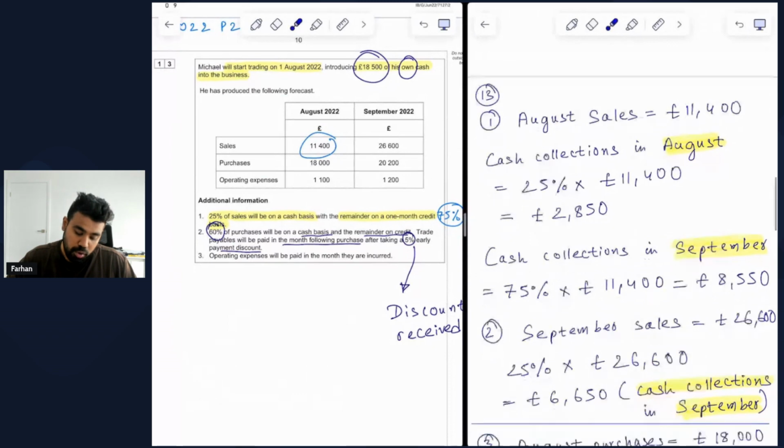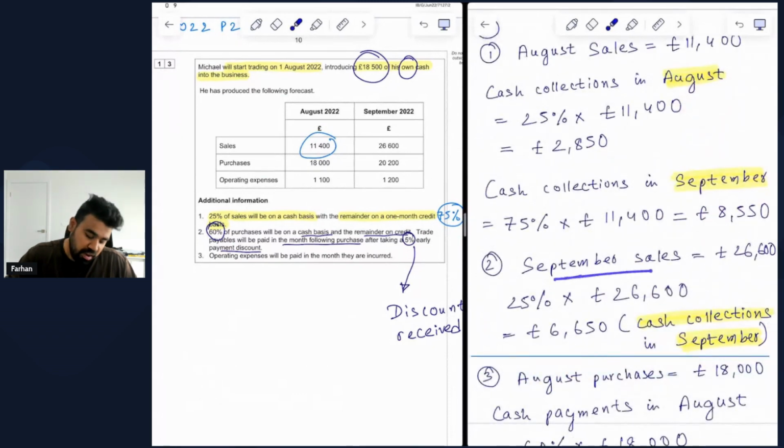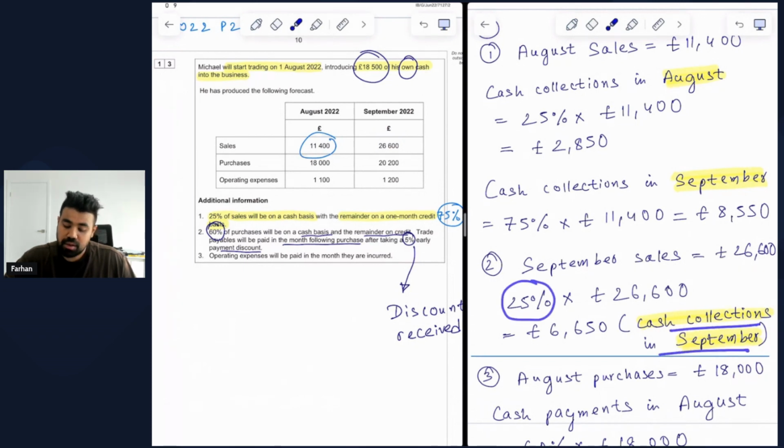Next, we are going to look into the sales for September. As given in the forecasts, the sales for September are £26,600. So that is what we are starting with, September sales being £26,600. We understand that 25% will be collected in the month of September itself. So let's calculate the cash collections in September, which is 25% multiplied by £26,600 being the total September sales, and that gives us £6,650 as the cash collections for September sales in September.